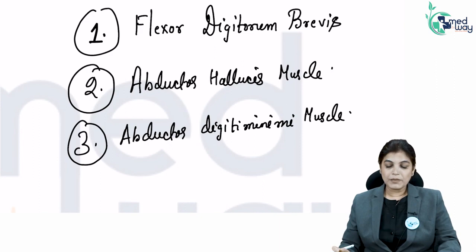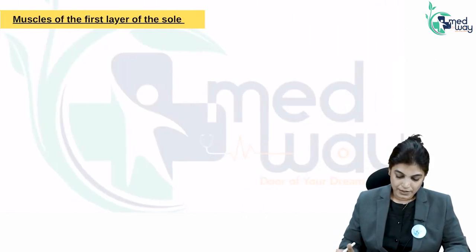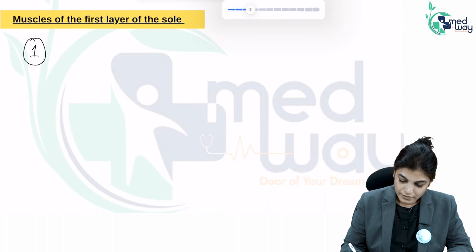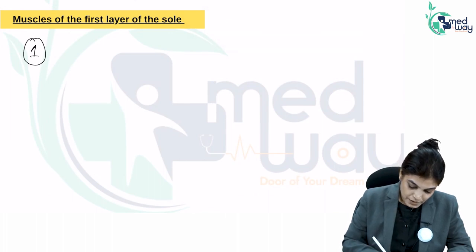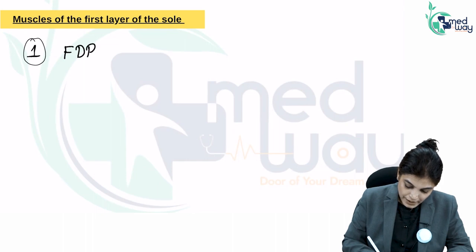So these are the 3 muscles, and one by one we will discuss the individual one. So let's start with the first muscle. Muscles of the first layer. The first muscle in this category will be flexor digitorum brevis. Which muscle is this? Flexor digitorum brevis.